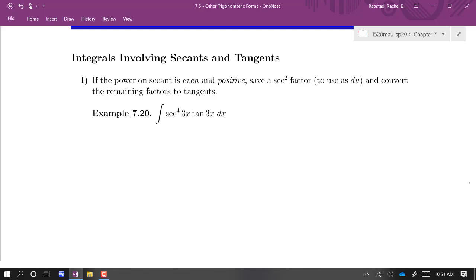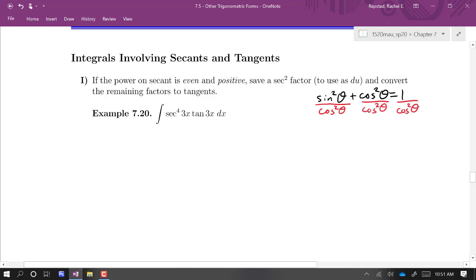In addition, the Pythagorean identity, which we know as sine squared theta plus cosine squared theta equals 1. I can get another version of this identity that involves secants and tangents if I divide through by cosine squared theta. Then we get tan squared theta plus 1 is equal to secant squared theta. So we can convert even powers of secant in terms of tangent, and likewise we can convert even powers of tangents in terms of secant.